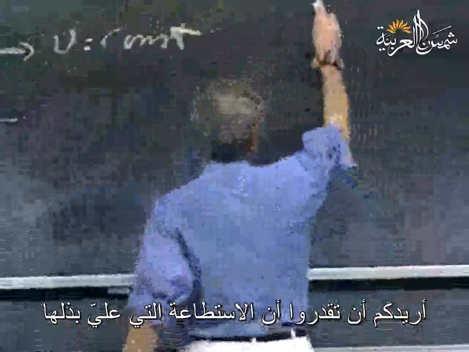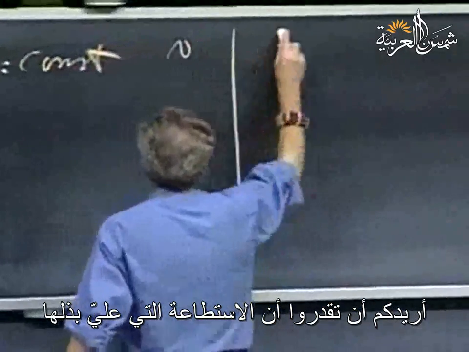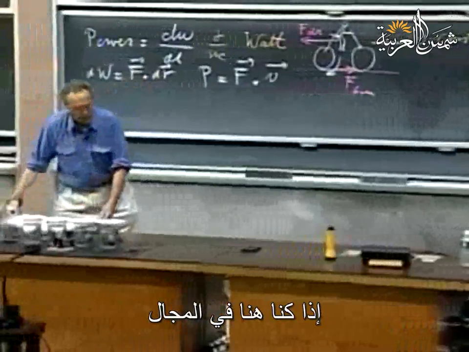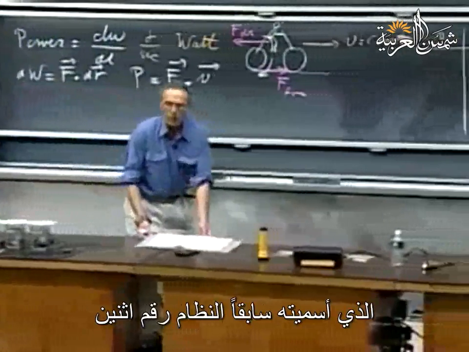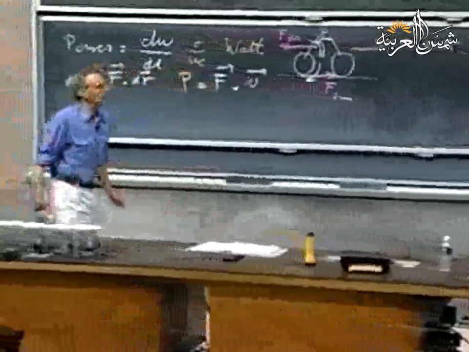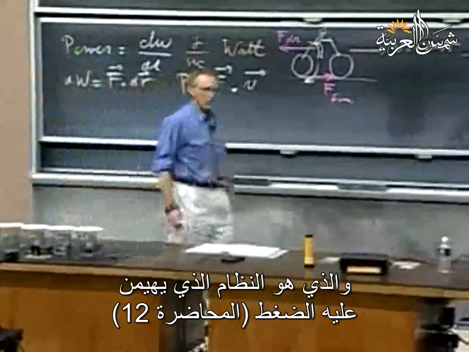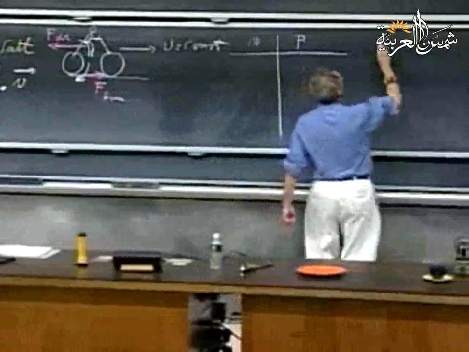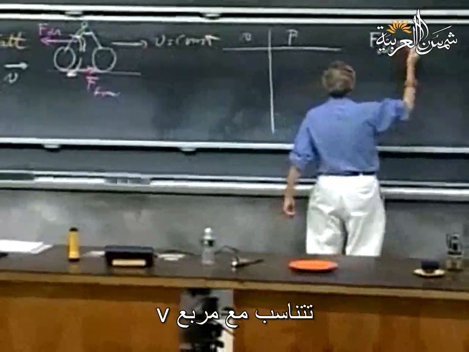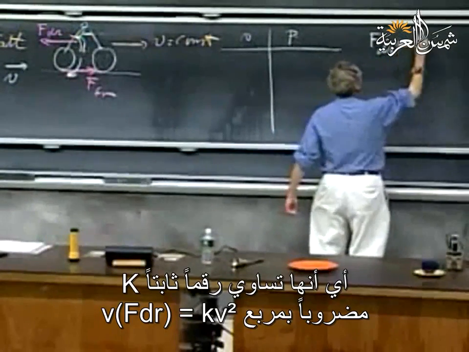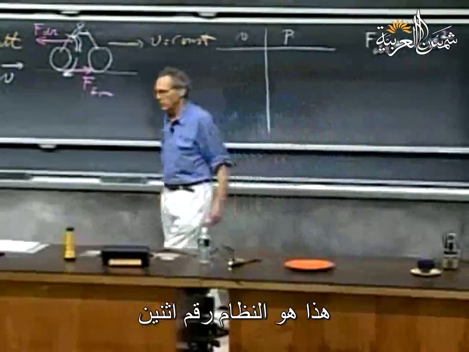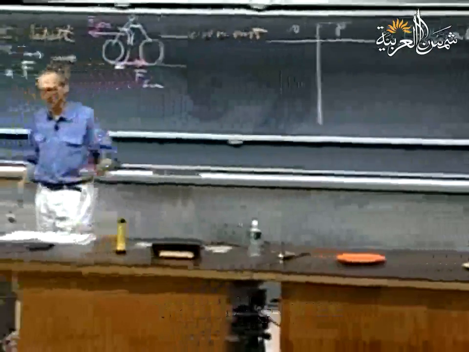I want you to appreciate that the power that I have to deliver is an extremely strong function of the speed. If we are here in the domain of what I called earlier regime 2, which is the pressure-dominated regime, then the drag force is proportional to v squared. Let's say it is a constant times v squared. We spent a whole lecture on this. That's regime 2. Let's assume it's there.